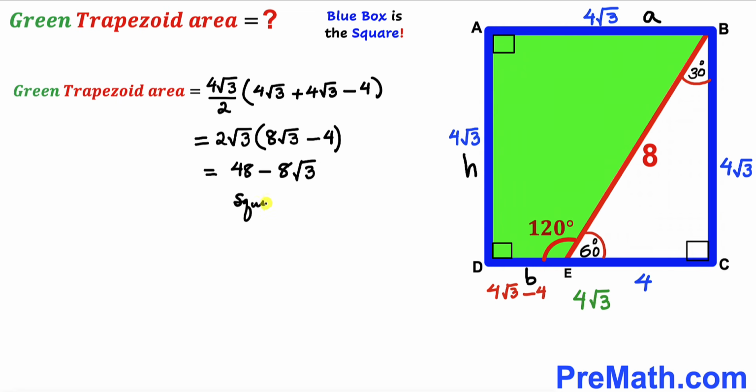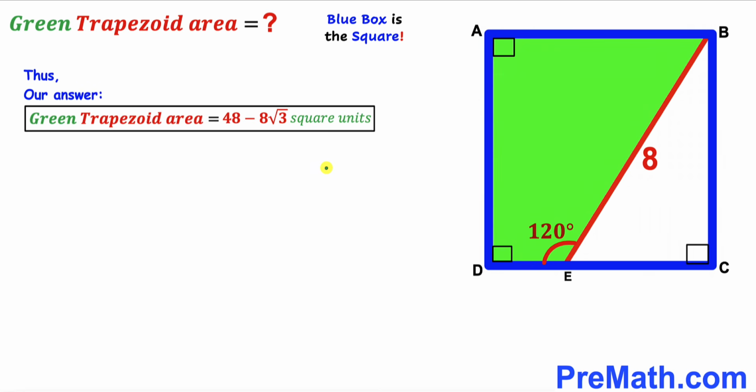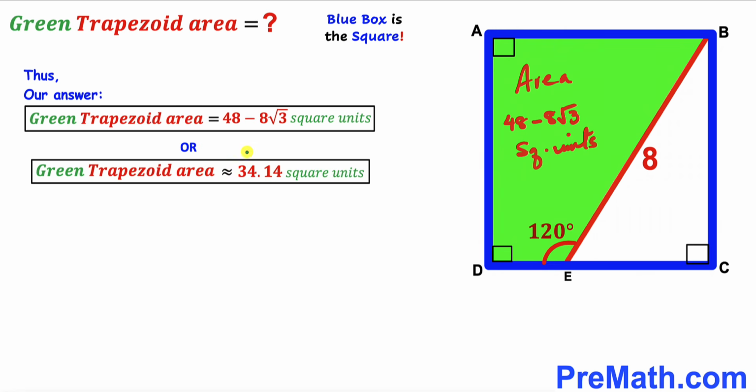Square units, the area of this green shaded trapezoid ABED. So after all the calculations and manipulations, the area of this green shaded trapezoid ABED turns out to be 48 minus 8 times the square root of 3 square units. In other words, the area is going to be 48 minus 8 times the square root of 3 square units, and this area is approximately equal to 34.1 square units as well. And that's our final answer.